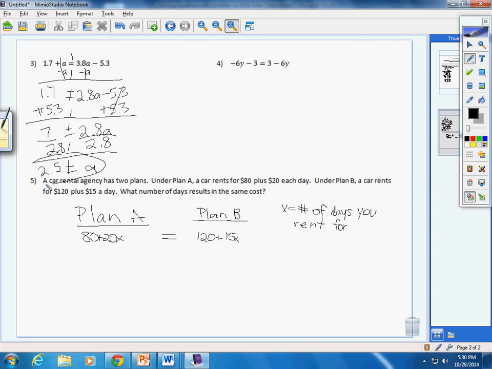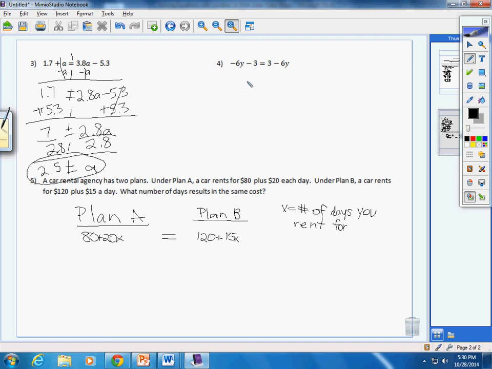Once again, you could easily plug that back in up here, check your answer. You should get the same thing on the left side as on the right side. Okay, number 4, pay close attention. This is real interesting, and it's definitely something I don't know that you guys have seen before.